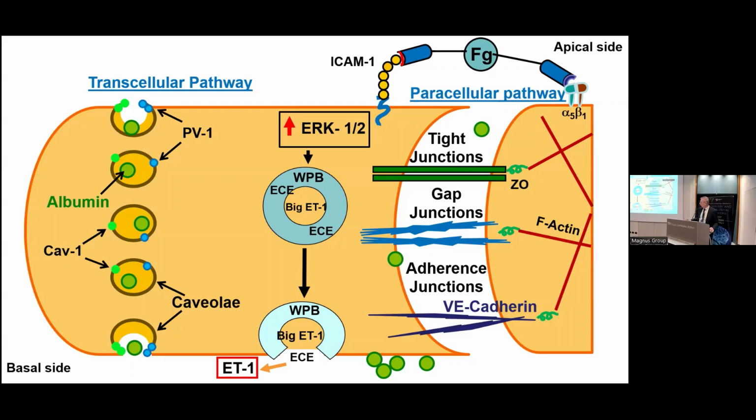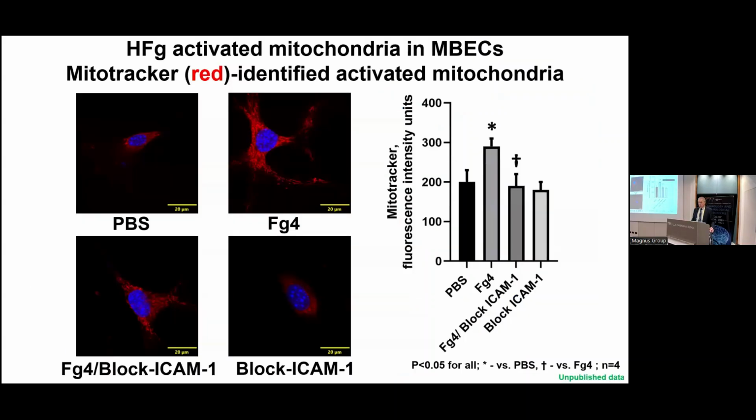This is the transcellular pathway that involves caveolae and plasmalemma vesicle-associated protein, which are forming the caveolae membrane. And this is the paracellular pathway. So fibrinogen binds to its receptors on endothelial cells, ICAM-1 and alpha-5 beta-1, activates Src signaling, and that causes activation of caveolar movement. At the same time, with hyperfibrinogenemia, at a high level of fibrinogen, it activates mitochondria.